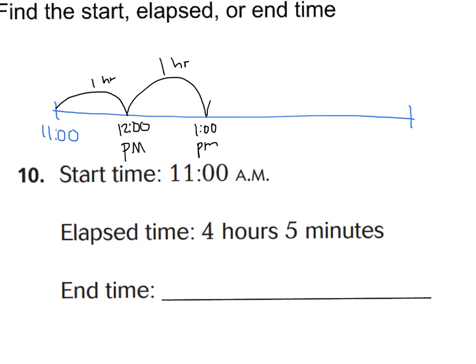Okay, that's only 2 hours though, so let's add one more hour. And that makes it 2 o'clock. And let's add a fourth hour. And that makes it 3 o'clock.